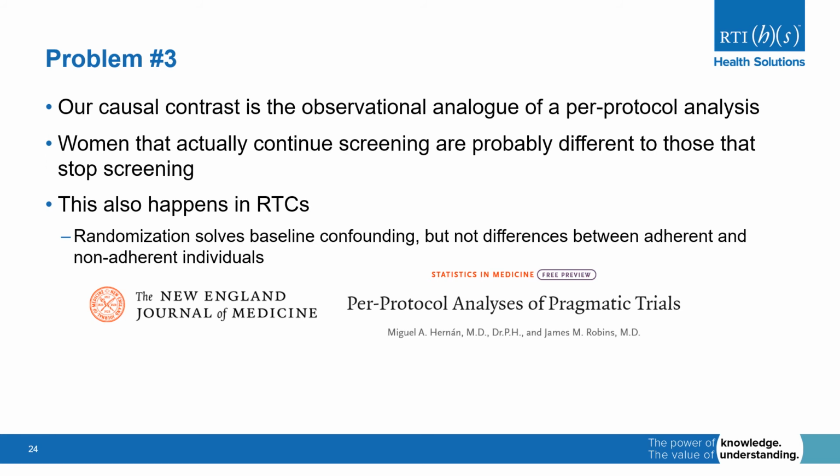Adherence can be determined by events that happen after randomization. Randomization guarantees exchangeability only at time 0, but after that, things can happen. The only way to adjust for that is using G methods, like inverse probability weighting, which is the approach that we used here.